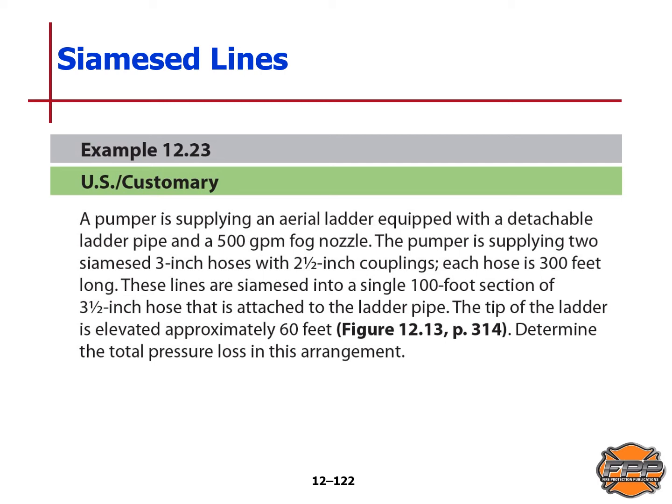With Siamese lines, a pumper is supplying an aerial ladder equipped with a detachable ladder pipe and a 500 gallon per minute fog nozzle. The pumper is supplying 2 Siamesed 3-inch hoses with 2.5-inch couplings. Each hose is 300 feet long. These lines are Siamesed into a single 100-foot section of 3.5-inch hose that is attached to the ladder pipe. The tip of the ladder is elevated approximately 60 feet. This will be in figure 12.3, page 314. Determine the total pressure loss of this arrangement.